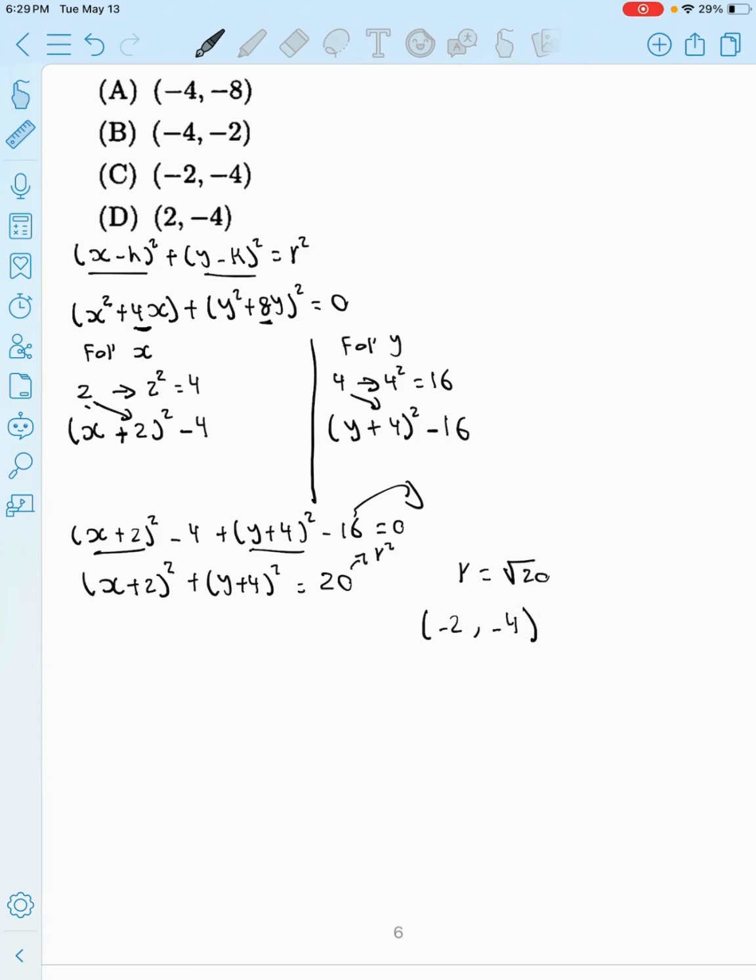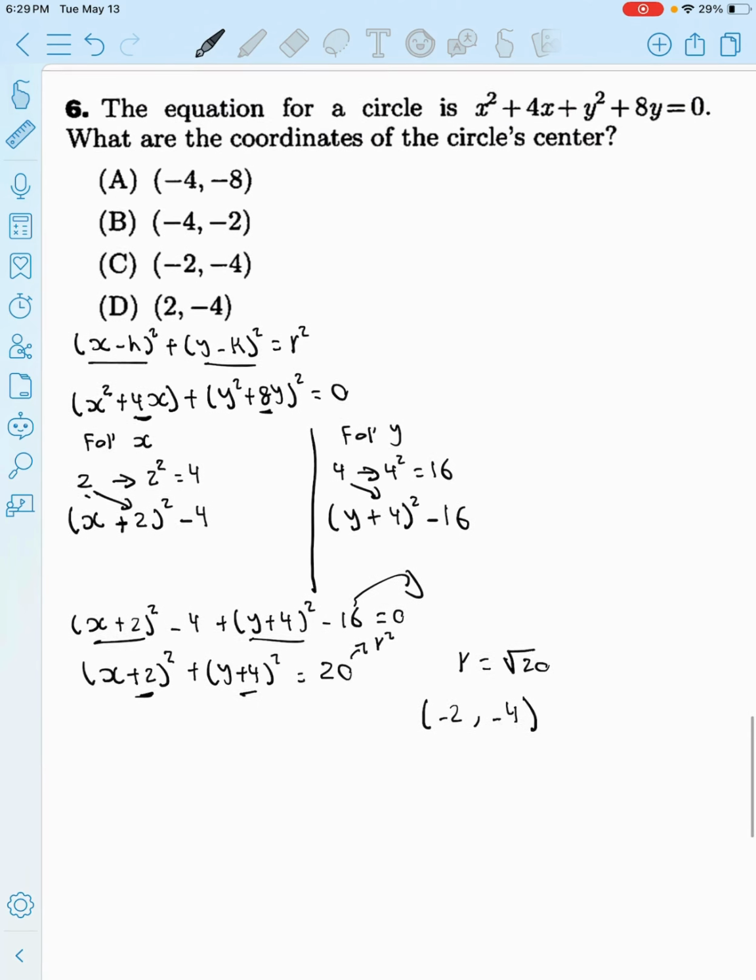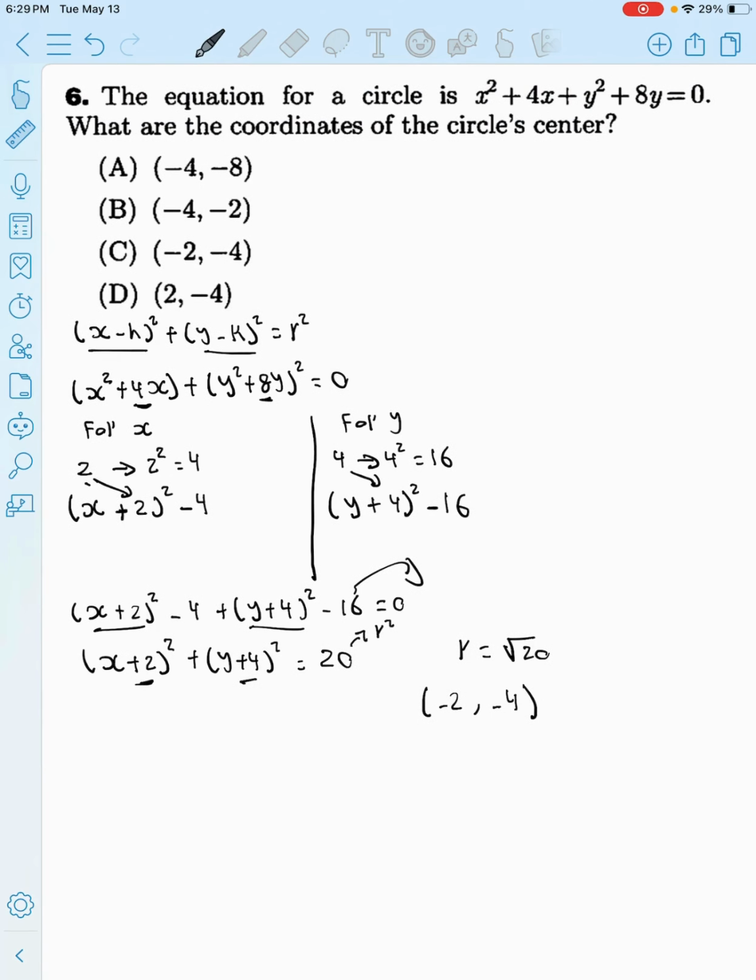Okay, always flip the sign when you get the points. So that's what we have. So the answer is C. And if you're asking for the radius, it is root 20.